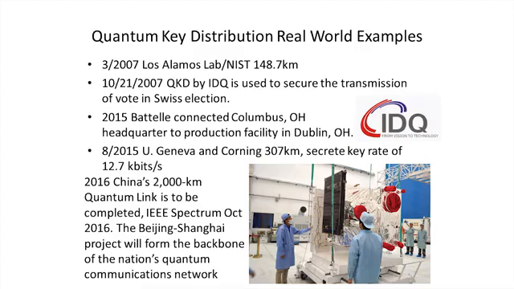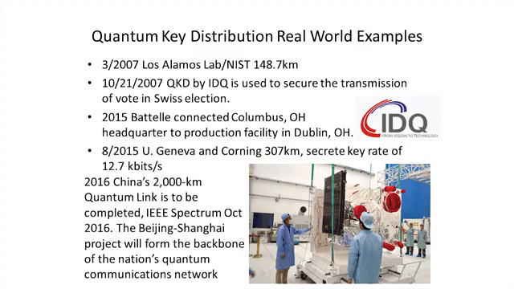In August 2015, University of Geneva and Corning company demonstrated they use QKD on a 307 kilometer fiber connection and were able to generate a secret key at a rate of 12.7 kilobits per second.